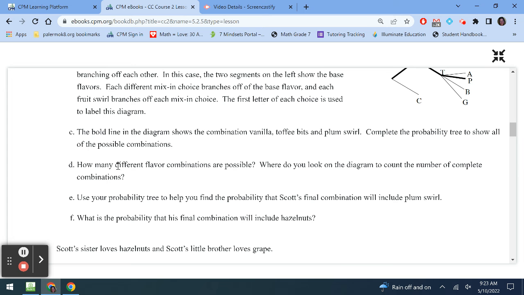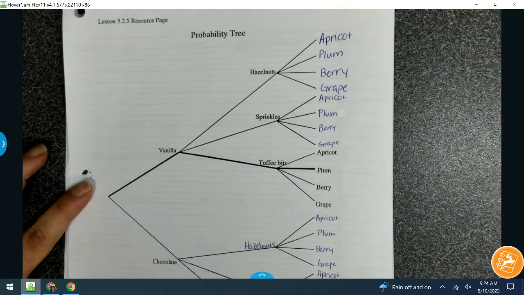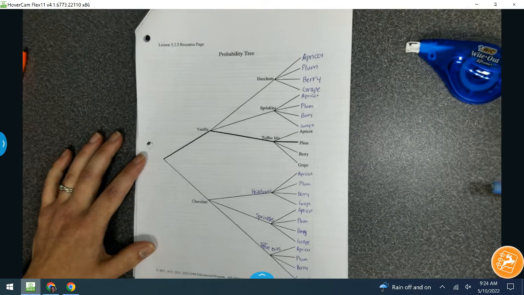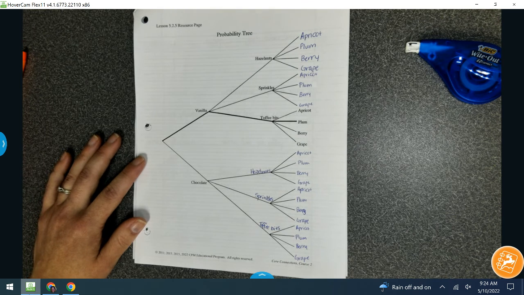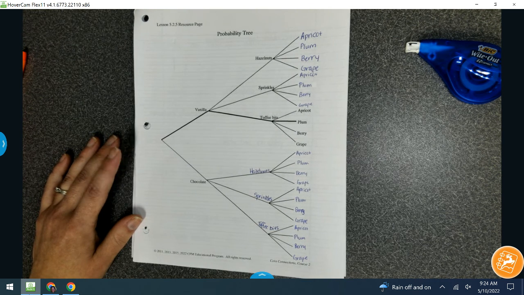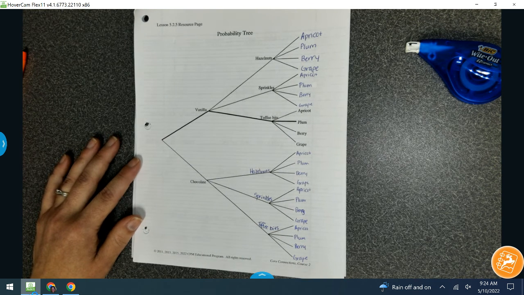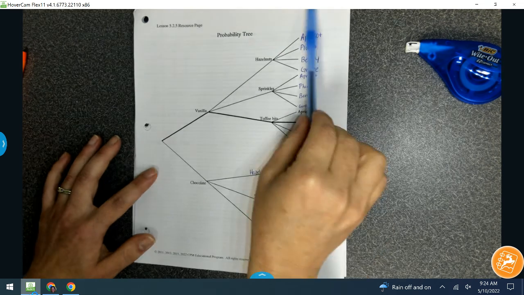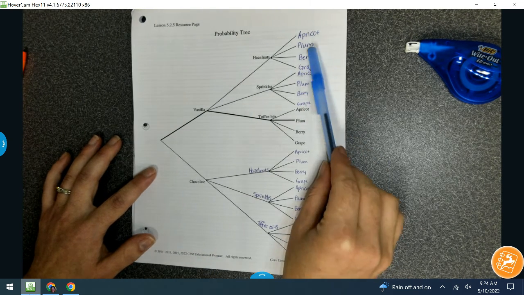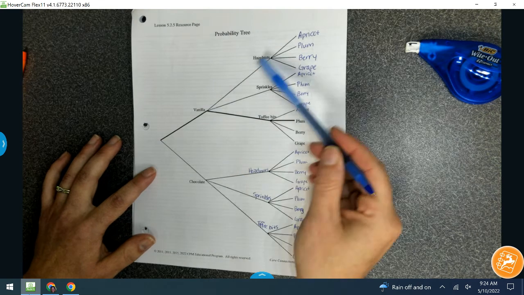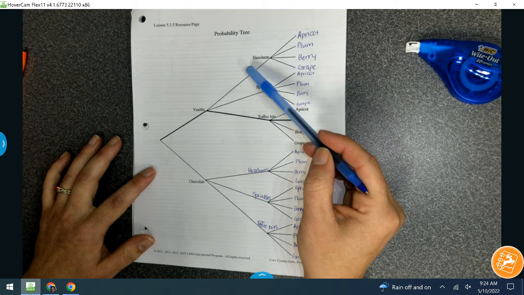Delta asks, how many different flavor combinations are possible? Where do you look on the diagram to count the number of complete combinations? So here is my completed tree. Let me go ahead and back it out so you can see the whole thing. Okay, so where do we find the completed number of combinations? Is it at the top, the bottom, the left, or the right? Hopefully you see that they are on the right, because as I'm making my choices and they're branching out, this is the last choice, and so I can have vanilla, hazelnut, apricot, vanilla, hazelnut, plum.